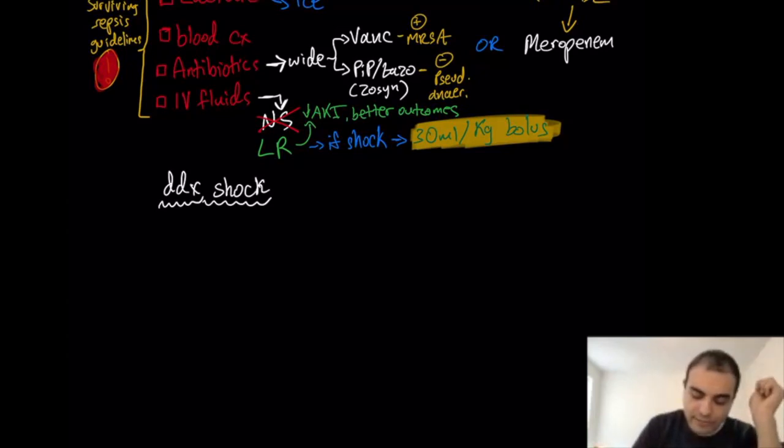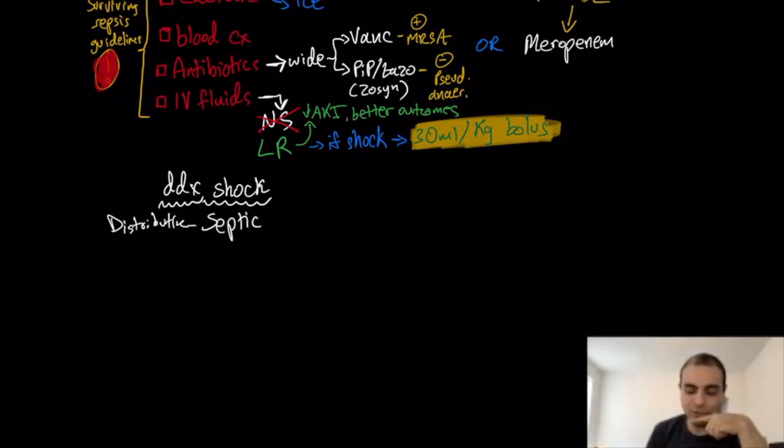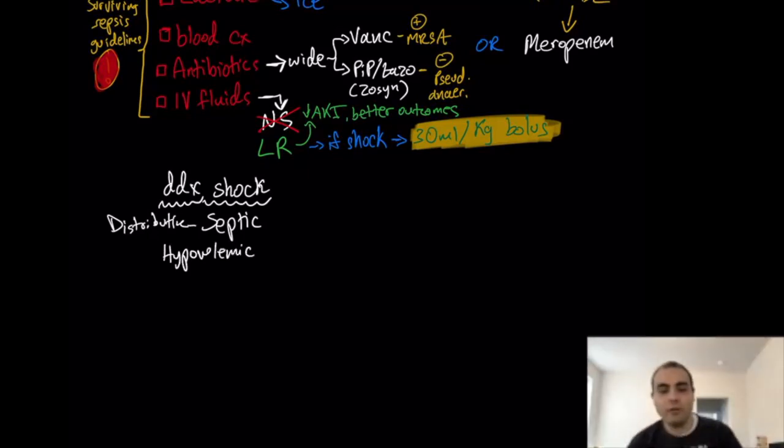The first thing is septic shock, or in another word, distributive. Remember this from your physiology, distributive shock. Septic is not the only one. You have other things: anaphylaxis, liver disease, neurogenic shock. And then somebody mentioned hypovolemic, because this patient might be bleeding. You don't know.